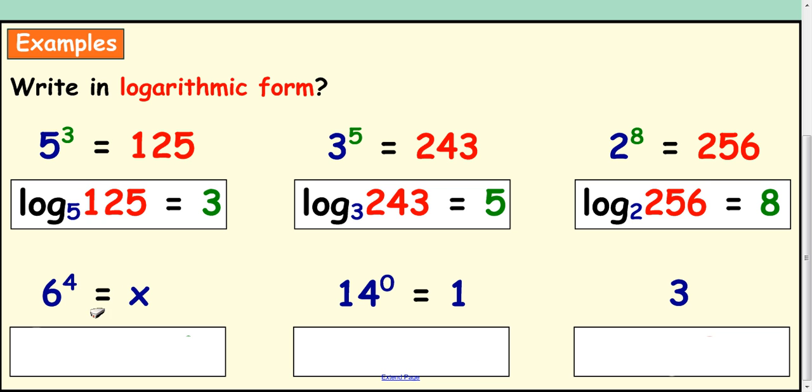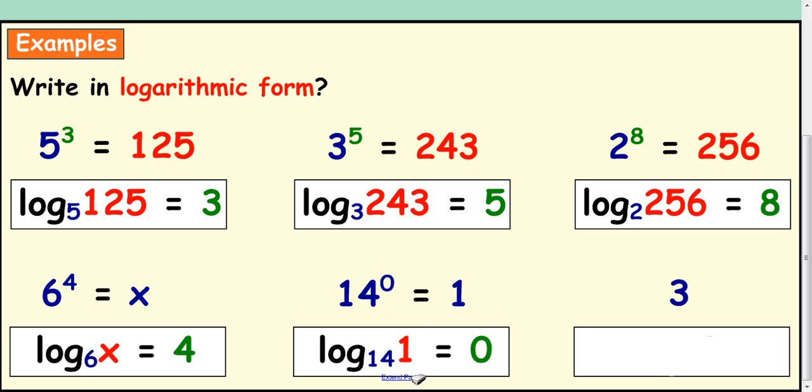Okay, moving down to these ones. The power is your answer, so that's going to be a 4. 6 is your base, so log and a 6, and then you're going to have an x here. Same idea, 0 is your answer. Your base is 14, so log and then a wee 14, and you're going to have your 1 here. So 14 to the power 0 is 1.